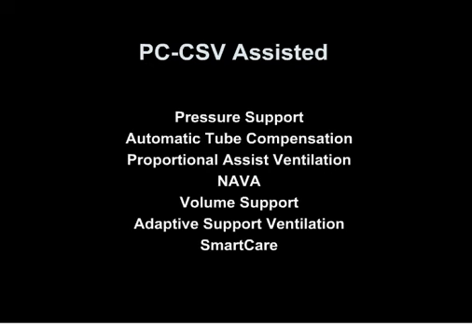Other examples of pressure control continuous spontaneous ventilation that are assisted breaths are, which is very common, pressure support, automatic tube compensation, proportional assist ventilation, NAVA, volume support, adaptive support ventilation, and pressure support controlled with SmartCare ventilation or intelligent ventilation. I'm not going to go over these now. I'll be going over these in a different lecture when I talk about control types.